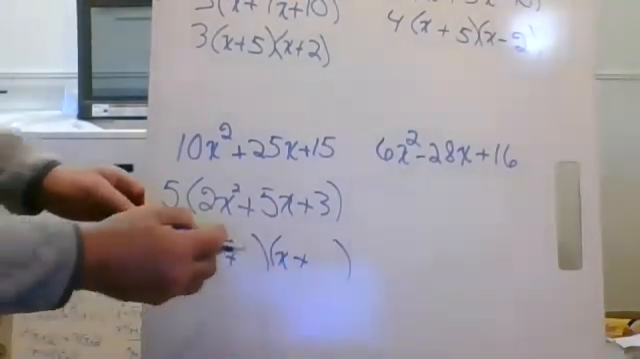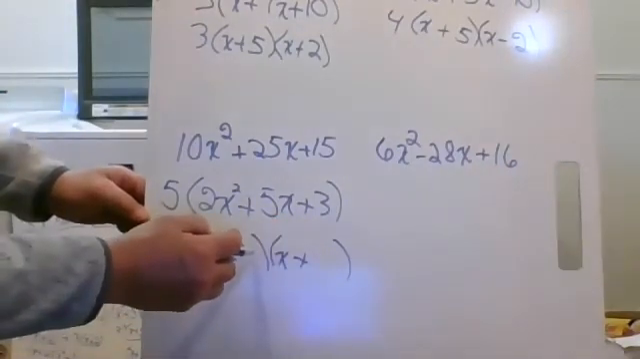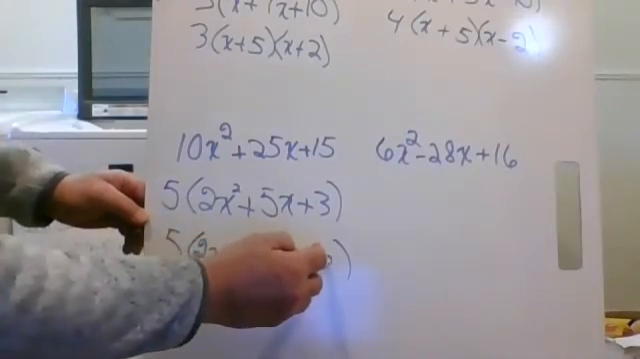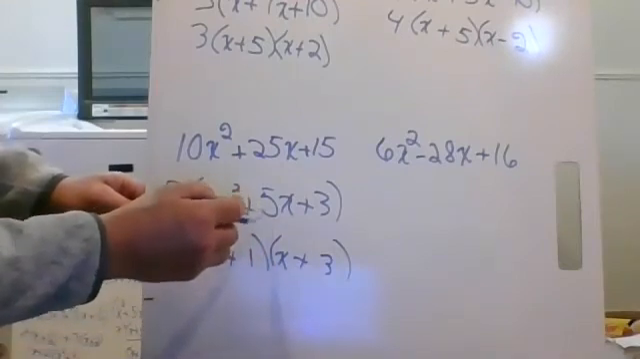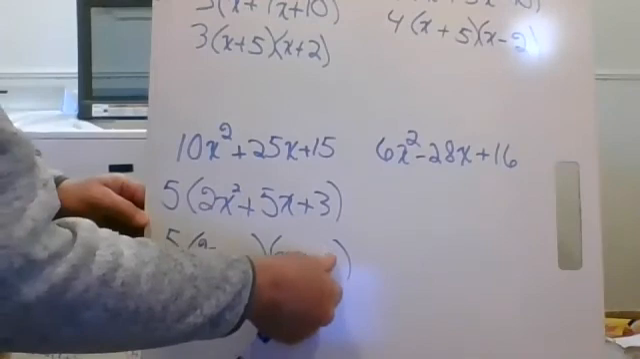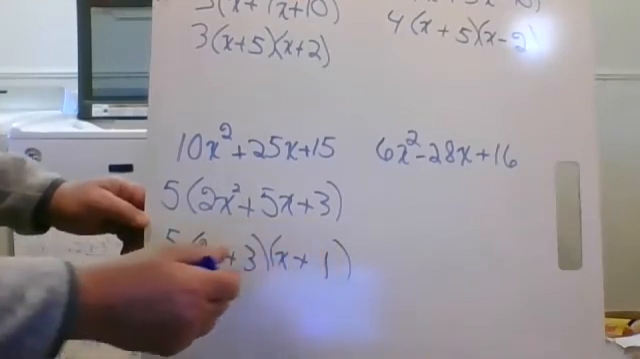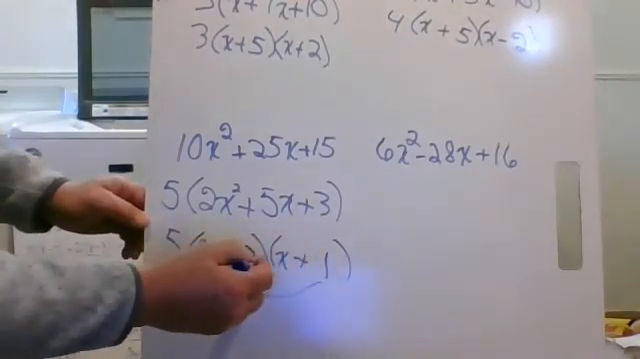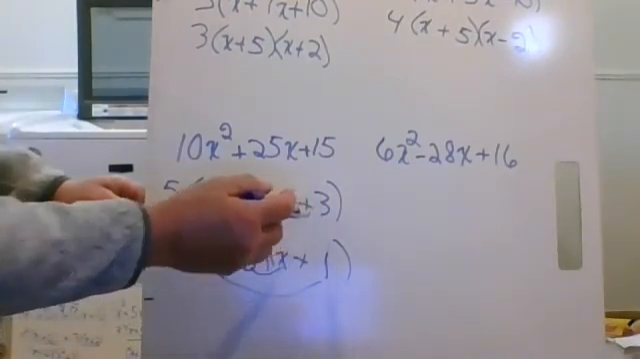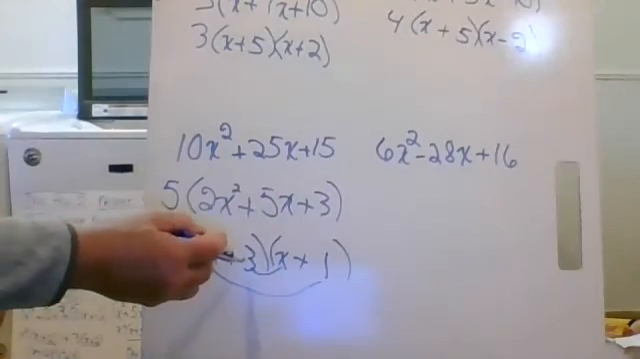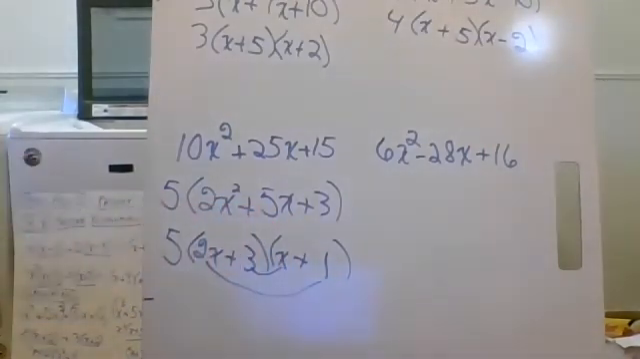And so now you just check 1 and 3, or you check 3 and 1. If we tried a 1 here and a 3 here, that would give us 6 plus 1, which is 7. So 1 and 3 doesn't work. So we try 3 and 1. And now you get 2x, and 3x is 5x. And there's your plus 3. So we get 2x plus 3 times x plus 1 times the 5.